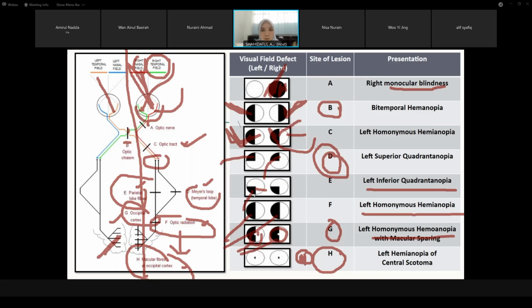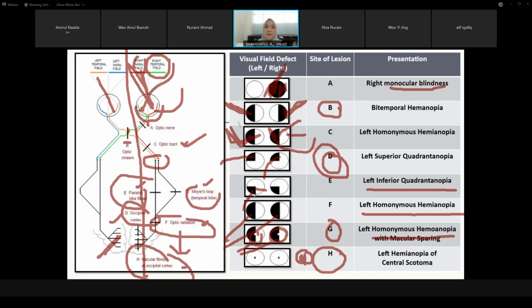Faham. So I don't need to repeat anymore, okay? Kalau semua orang dah faham. To make it simple, anything before chiasm, maksudnya yang optic nerve before chiasm adalah optic nerve sahaja, right? So anything on the optic nerve, because optic nerve carries from one eye, so the blindness is only on one eye lah, on the affected optic nerve. So right optic nerve damage, right optic nerve disease akan cause right monocular blindness.